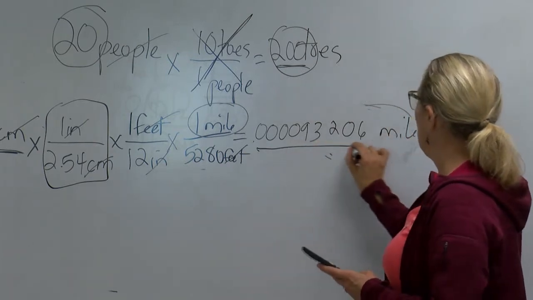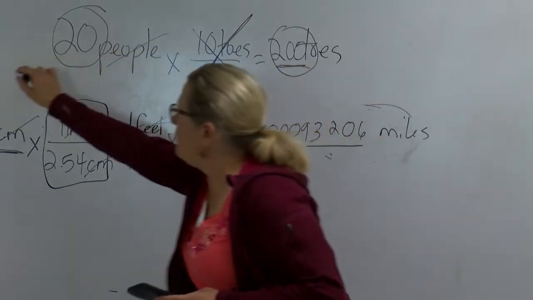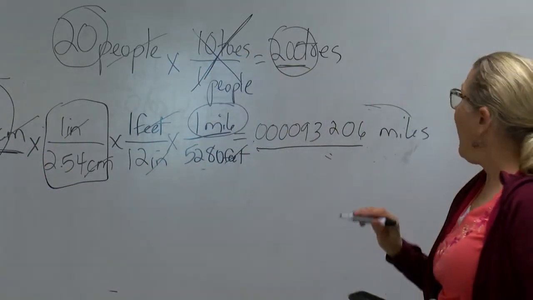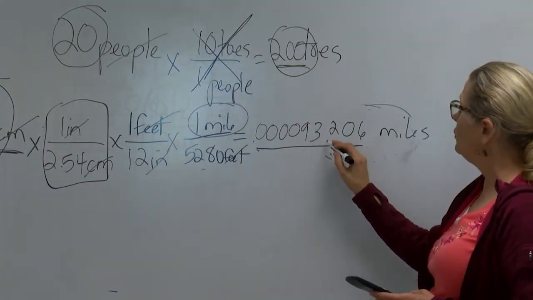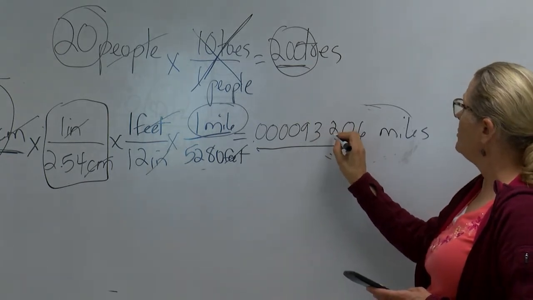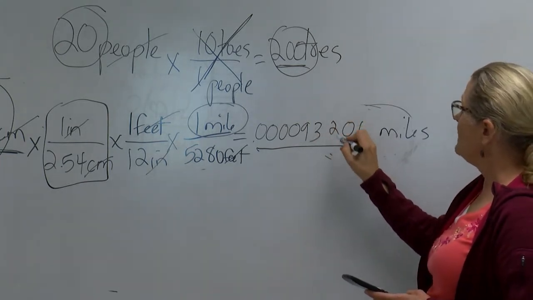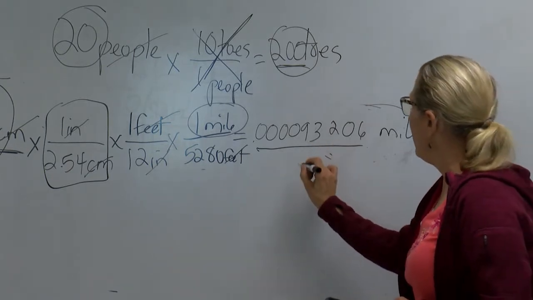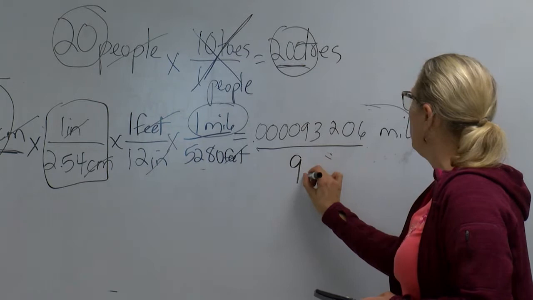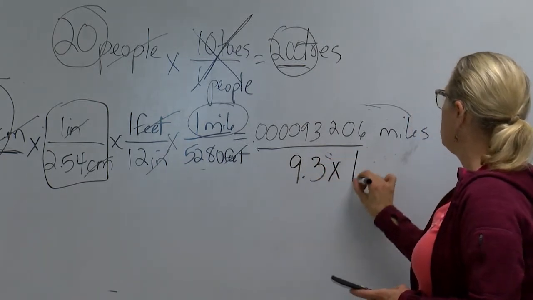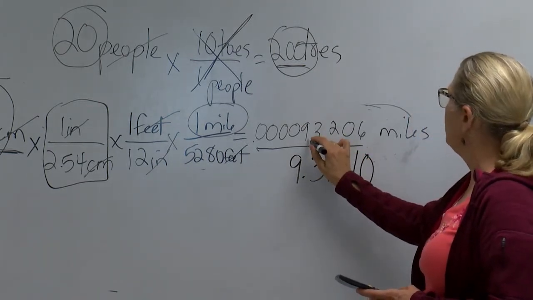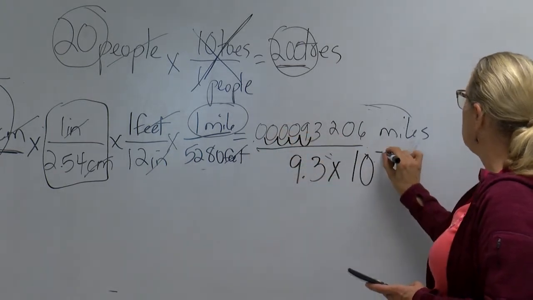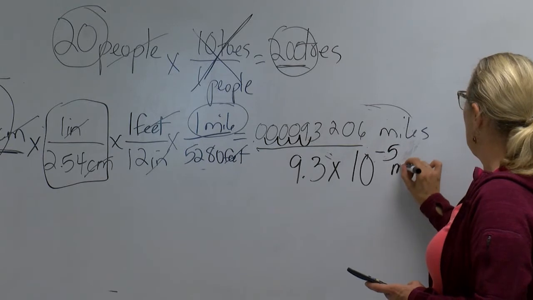Okay, very small number. How many significant figures were in our data point? 2. Our answer can only have 2. This is 932. If this was 936, we would round that up to a 4, but it's not. So our final answer is 9.3 times 10. Let's see. 1, 2, 3, 4, 5 times 10 to the minus 5 miles.